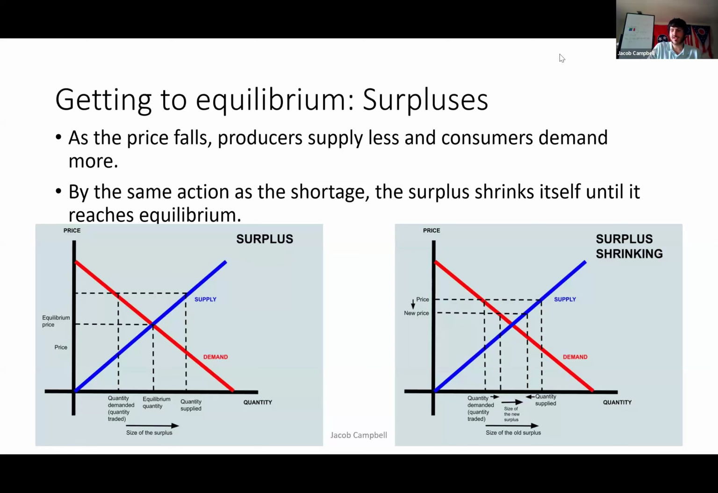Now, nobody wants to be stuck with unsold goods. And so what's going to happen is the producers will begin to bid down the price. They will bid it down by as much as they need to sell off the stock. But then, understanding that they had a surplus, they're going to produce less goods in the future and also sell them at a lower price.